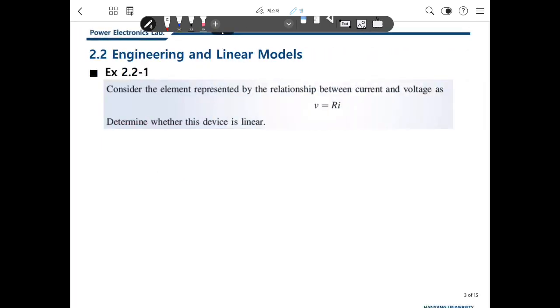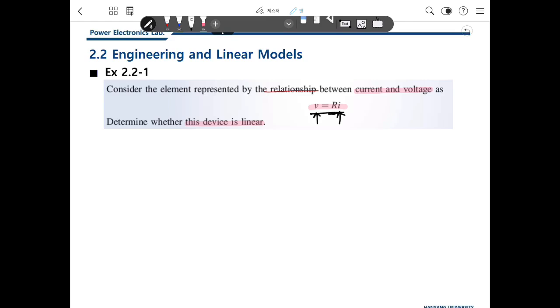Okay, there's an example. Consider the element presented with the relationship between the current and voltage as here. Determine whether this device is linear. You know, this is a very famous law, Ohm's law, right? Actually, we deal with this equation in high school. It shows us the characteristic of R between the viewpoint of the voltage and the current. But we will deal with it later. Anyway, I will show you that this is a system.